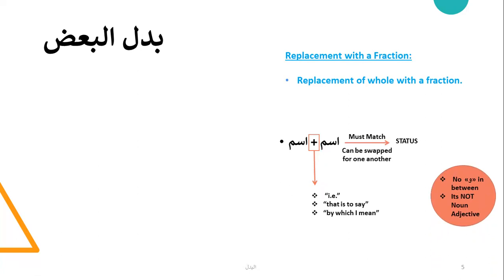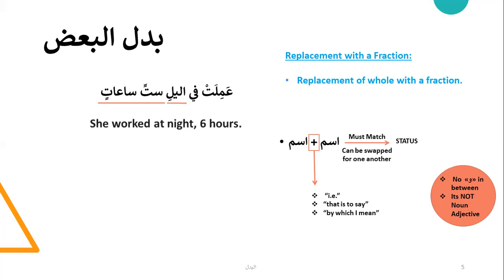Now let's look at badal al-bad. Badal al-bad, again we know it's a replacement with a fraction, a replacement of whole with a fraction. We'll see all these rules that we have just discussed in the example. Amilat fil layli sitti sa'atin. Al-layli is your ism, and sitti sa'atin, you can see the status are matching. They are both jar. So the meaning is she worked at night 6 hours. Now, are they replaceable? Can we swap the word and the badal?